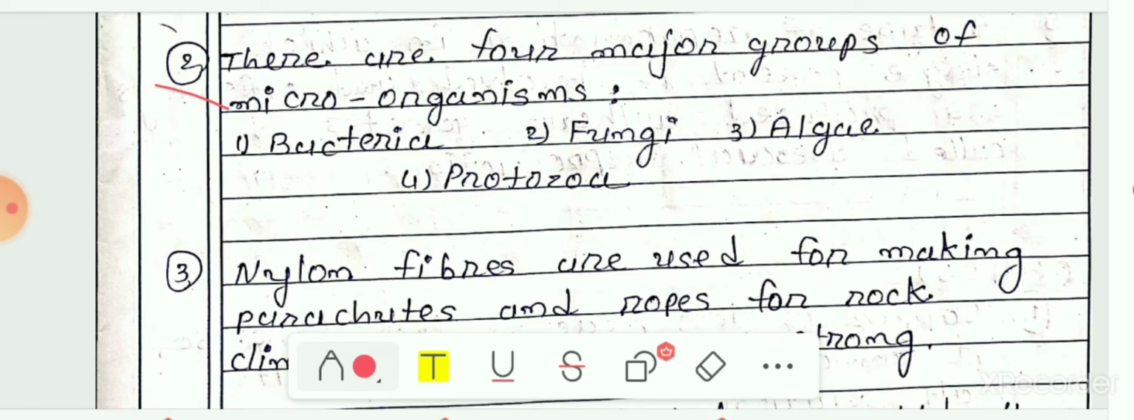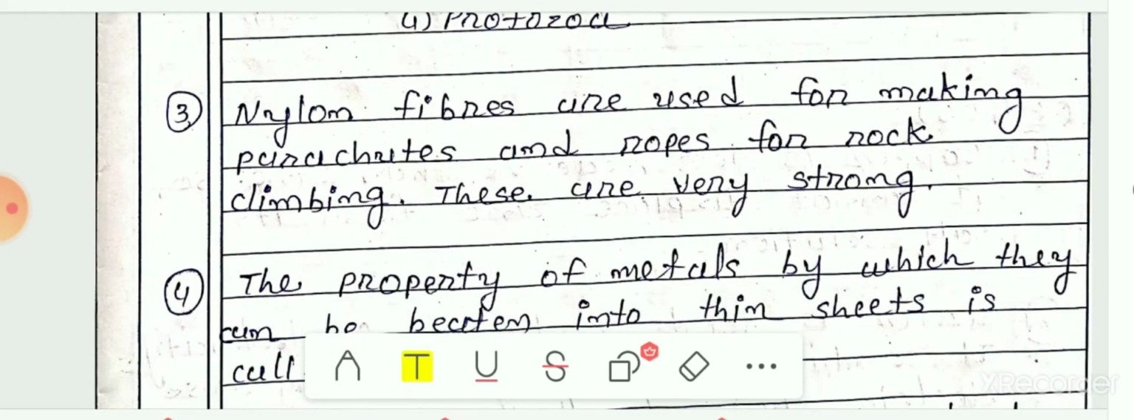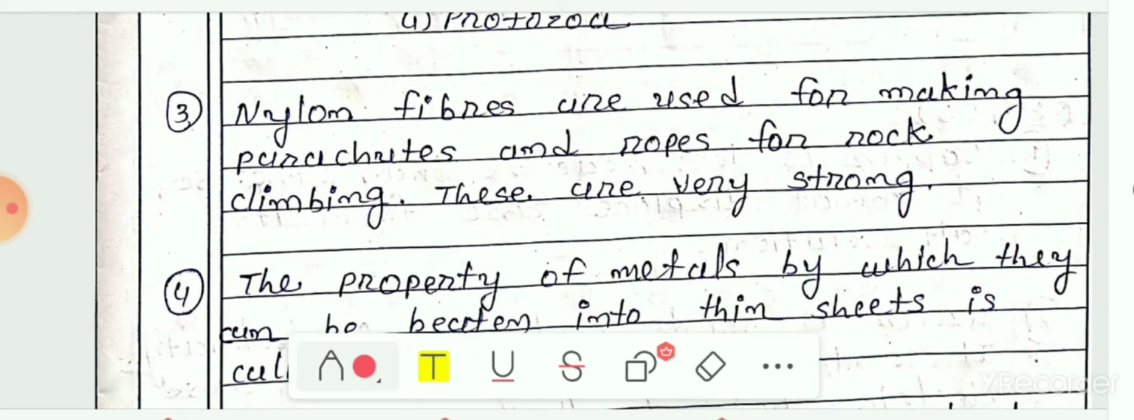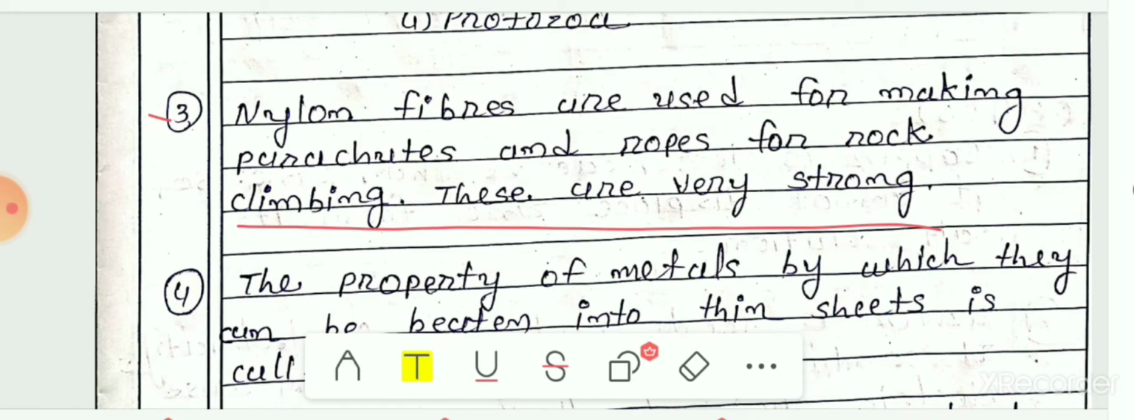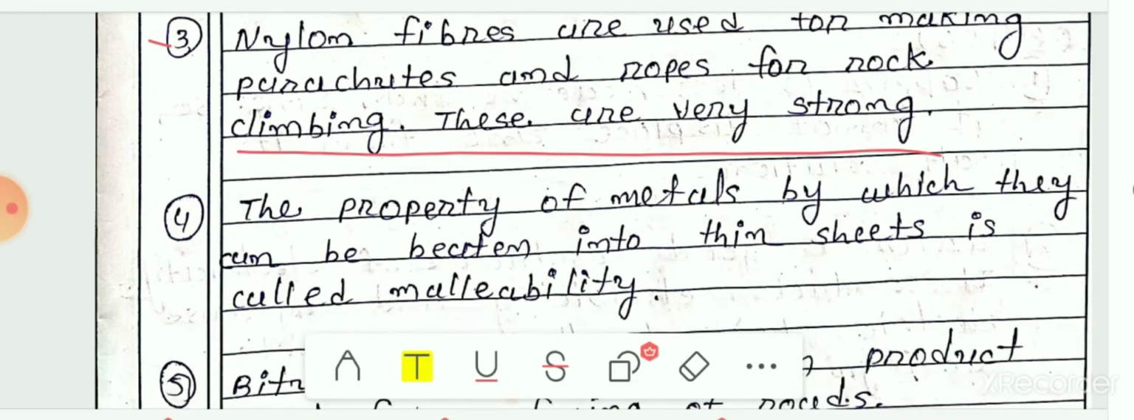Next, third question was, give examples which indicate that nylon fibers are very strong. How can we say that nylon fibers are very strong? Nylon fibers, as we know, are used for making parachutes and ropes for rock climbing. So this shows that these nylon fibers are very strong. This is the reason why we use nylon fibers in parachutes and to make ropes for rock climbing.